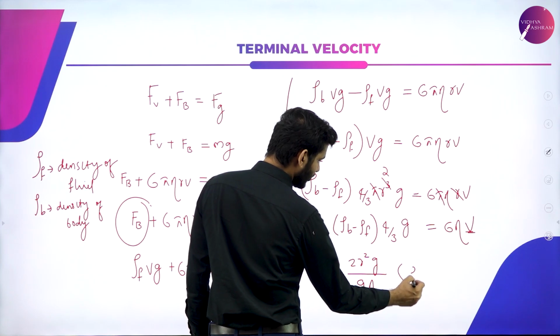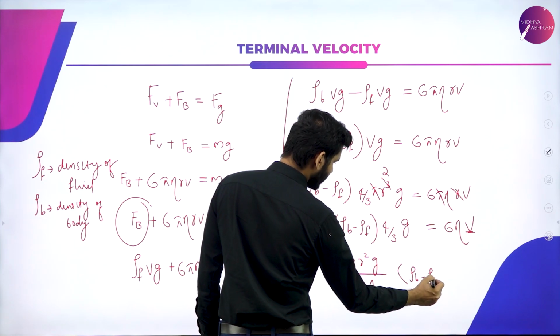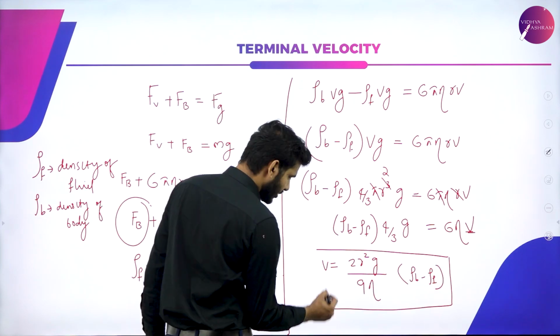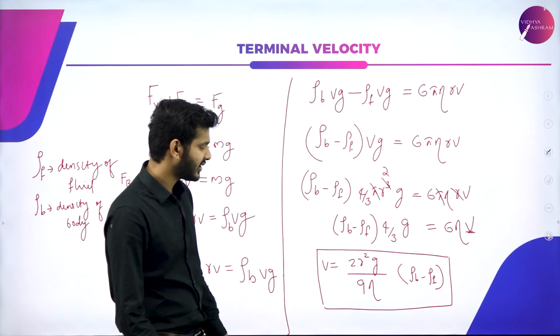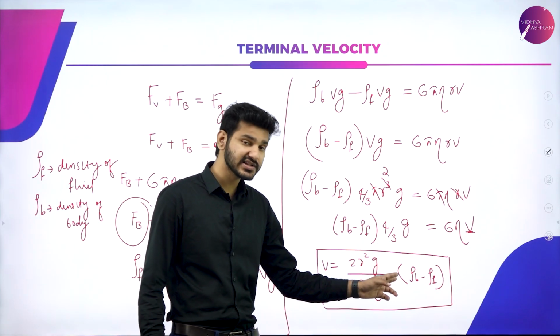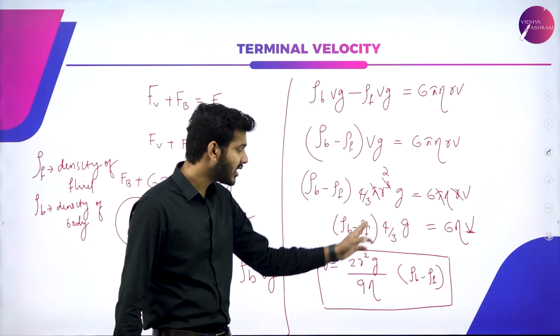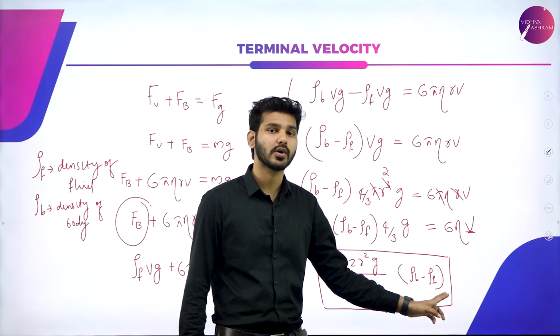into rho B minus rho F. So rearranging this equation, you will get V is equal to 2R square G by 9 eta times rho B minus rho F.